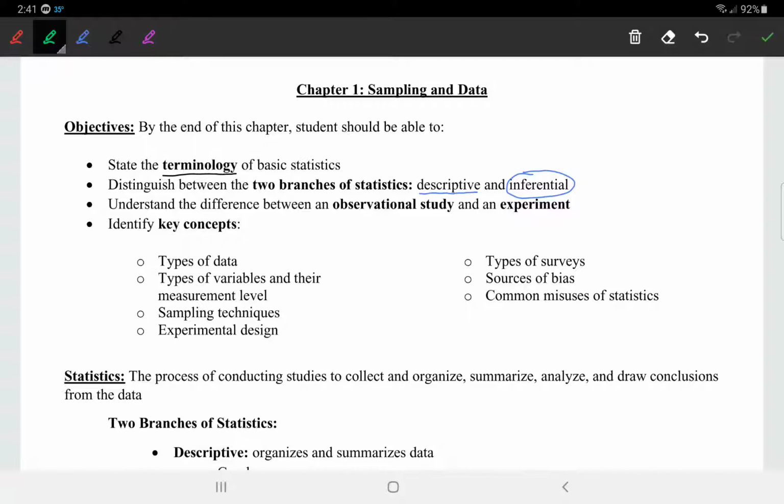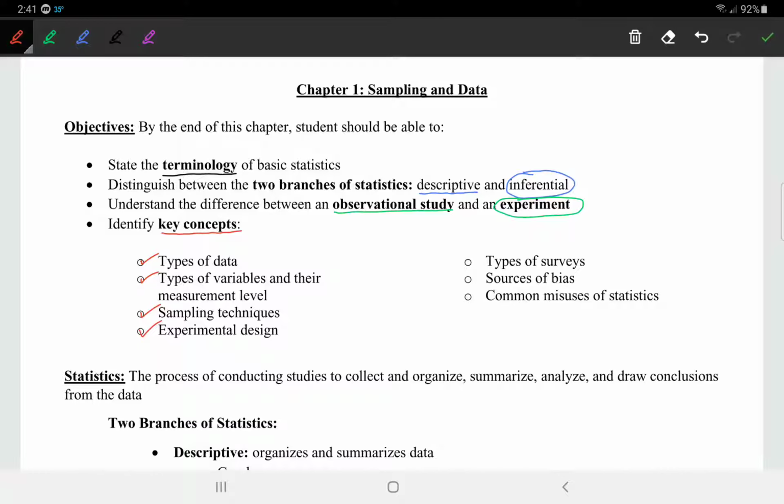It is also important that you can understand the difference between an observational study and an experiment or an experimental study. There's quite a few key concepts that we'll talk about. We'll learn about the types of data, the types of variables and their measurement levels, different sampling techniques that can be done. How do we design experiments?